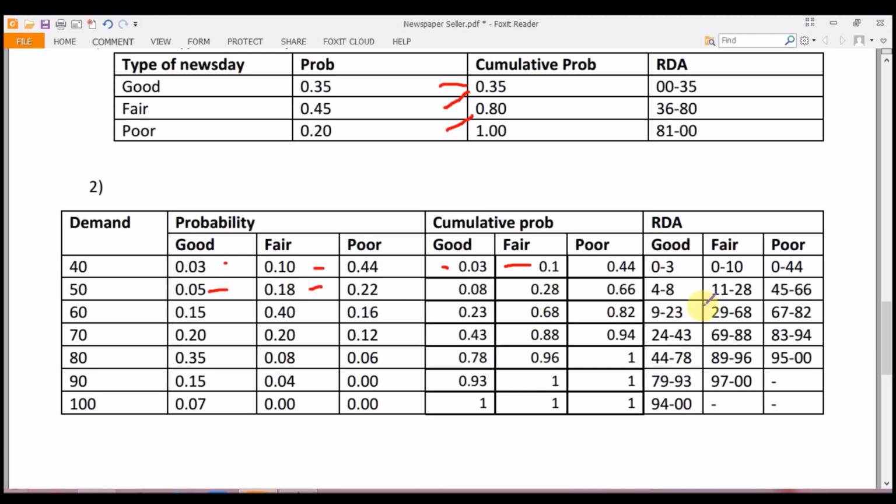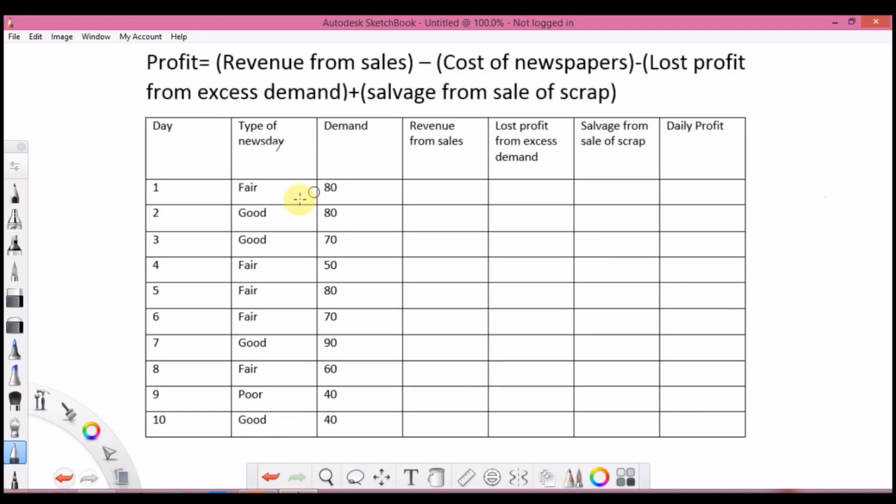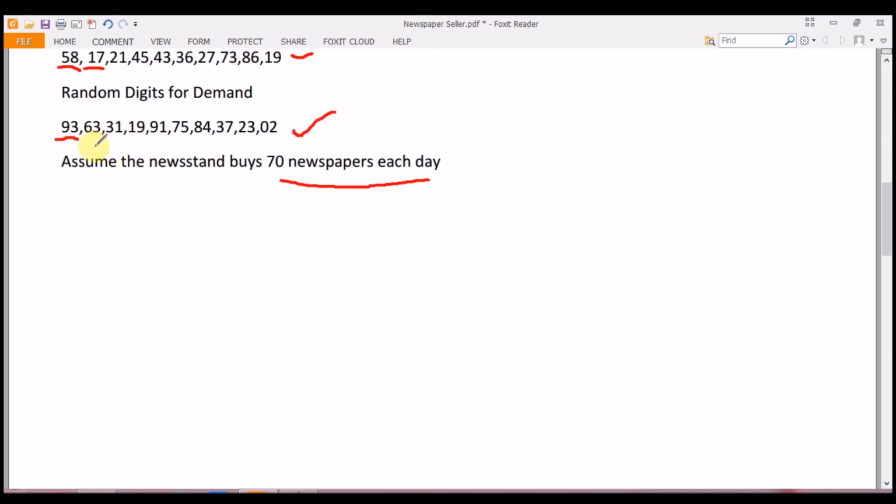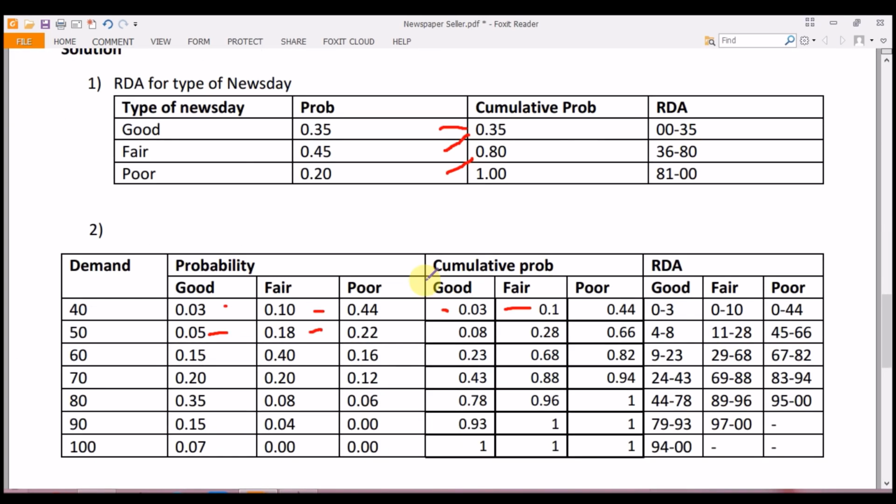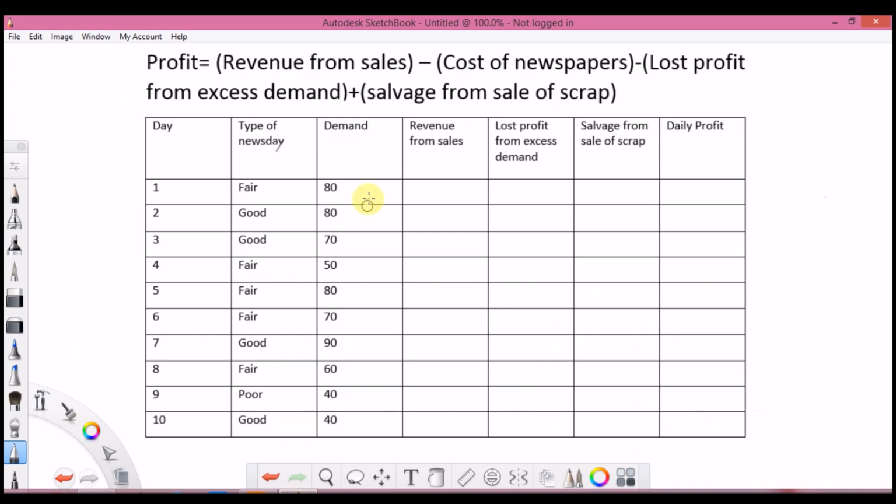So where does 93 lie? Here, in fair, and that gives me a demand of 80, hence 80. Similarly for good, the next random digit is 63. So 63 in good, where does it lie? It lies here, so that would again give me 80, right? Using that, I calculate this column. Again, good, and then the next random digit. So using this, I calculate the third column.